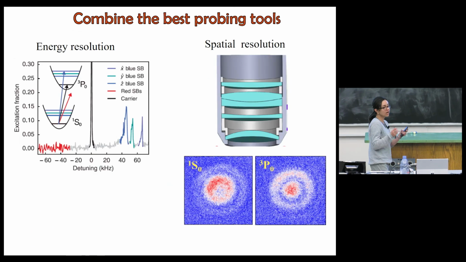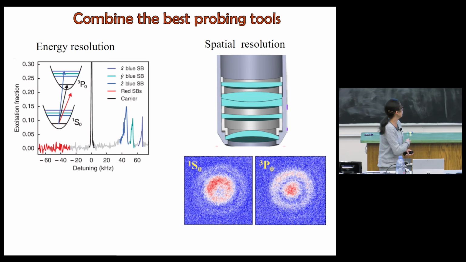The idea is that when we have atoms in a 3D lattice, we not only have very good energy resolution, but we are also going to have spatial resolution.